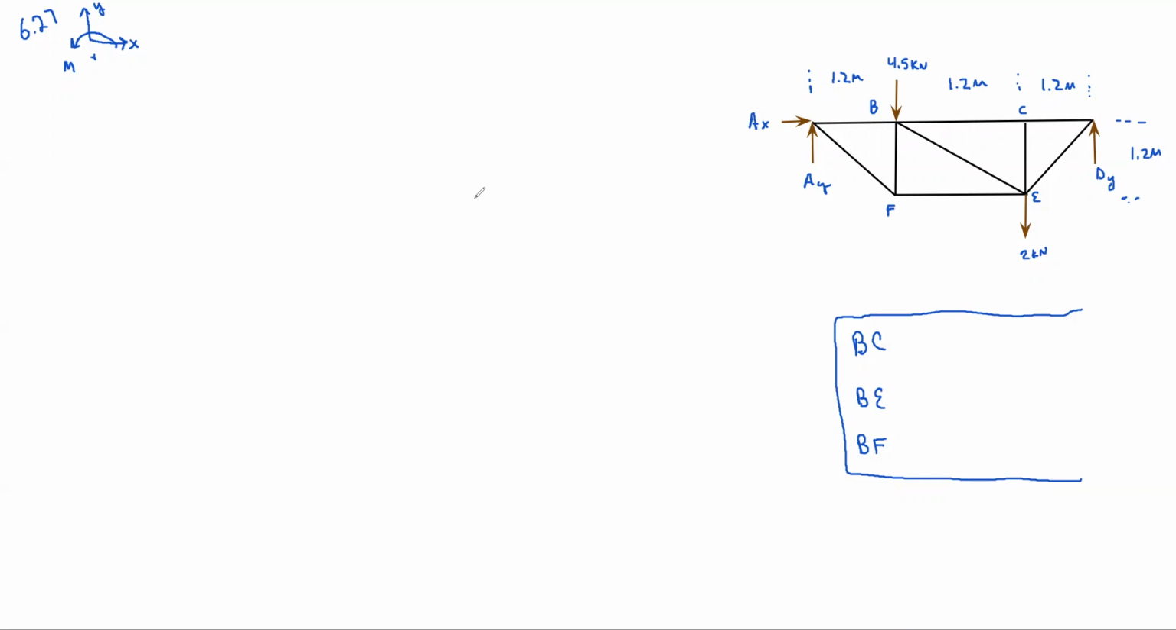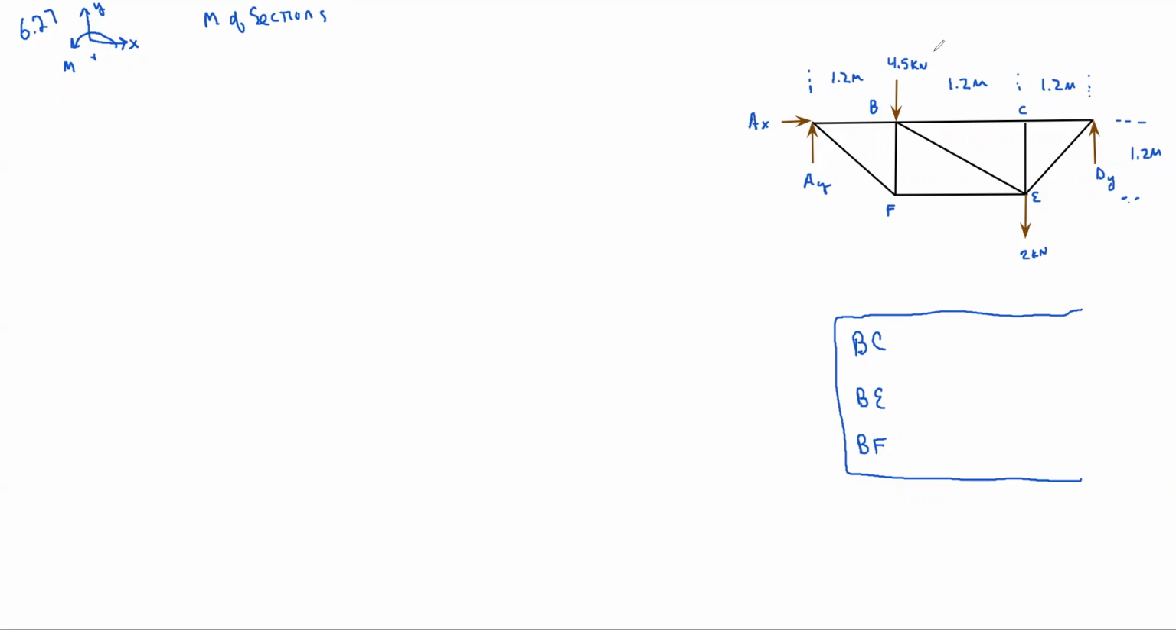Good morning and welcome to problem 6.27. In 6.27, we are asked to use the method of sections to determine the force in members BC, BF, and BE, and then describe whether they're in compression or tension.